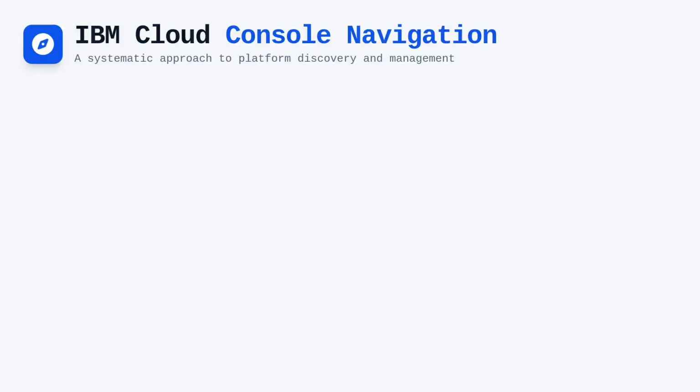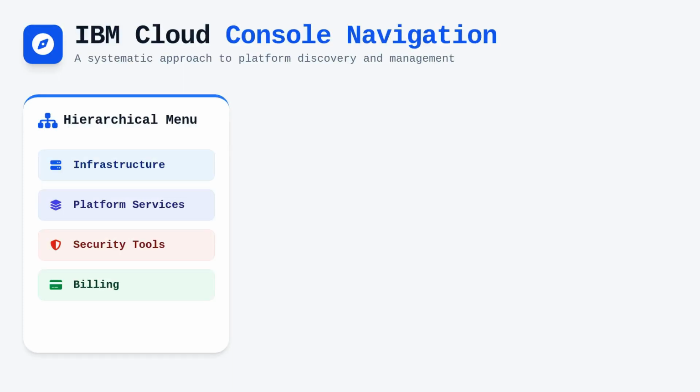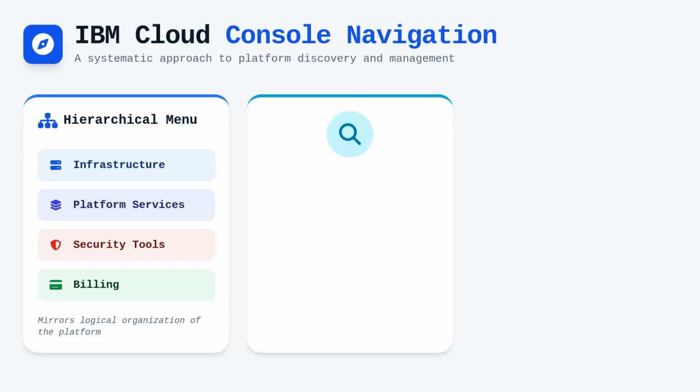The navigation menu, typically located in the upper left corner of the interface, follows a hierarchical structure that mirrors the logical organization of the IBM Cloud Platform. It is systematically categorized into infrastructure, platform services, security tools, and billing, which helps in narrowing down exactly where a specific setting resides. If you ever find yourself lost in the submenus, the global search bar at the top of the console is your primary tool for rapid discovery.